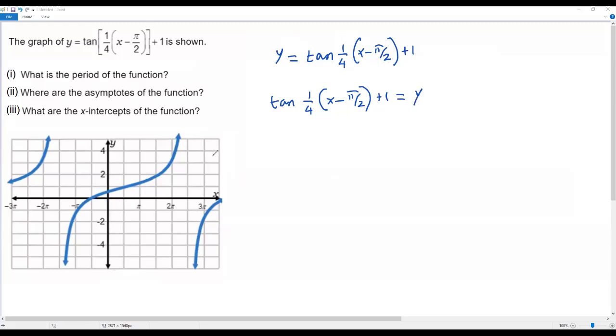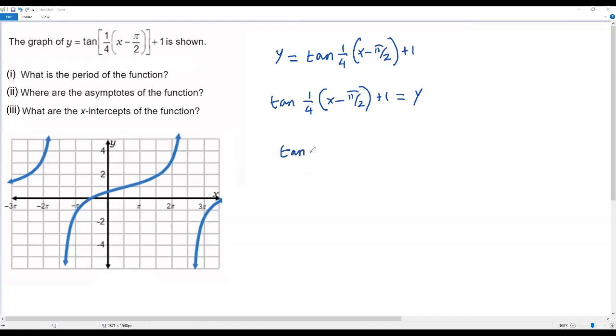Whenever I want to find the x-intercept of a function, I have to plug in y equals 0, because x-intercept means where the graph cuts the x-axis. At the point where the graph intersects the x-axis, the y-coordinate will always be 0. So that's why we have to plug in y equals 0 into the given function to get the x-intercept, I mean the x-coordinate at the point where the graph intersects the x-axis.